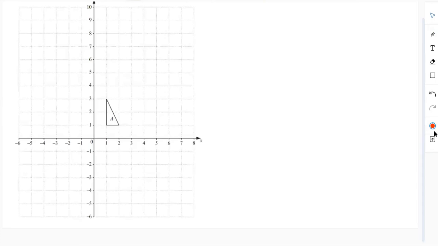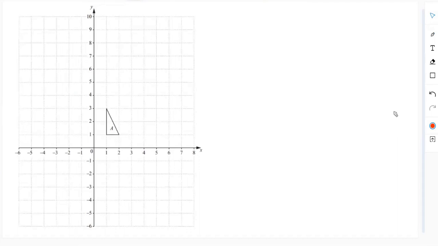Okay, so yeah, we're done with translation and reflection. Next is rotation. अच्छा, rotation को क्या चीजें define करती हैं?